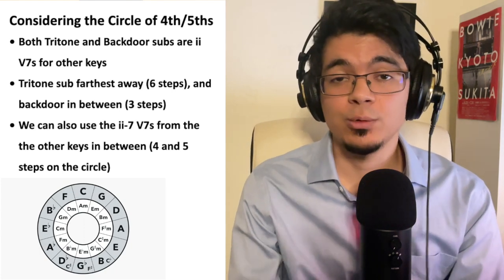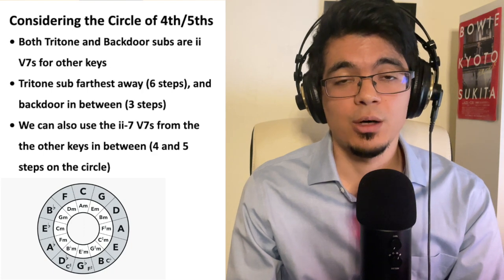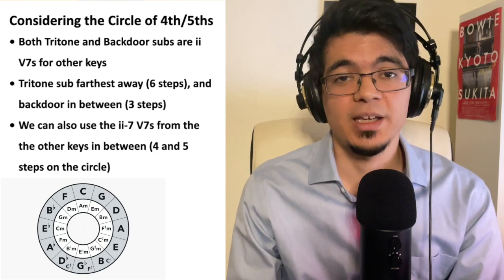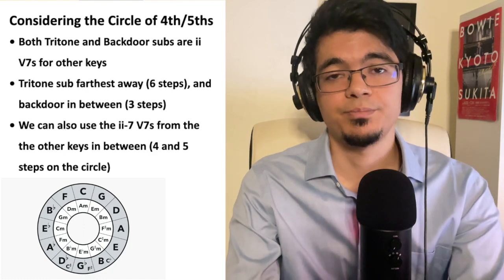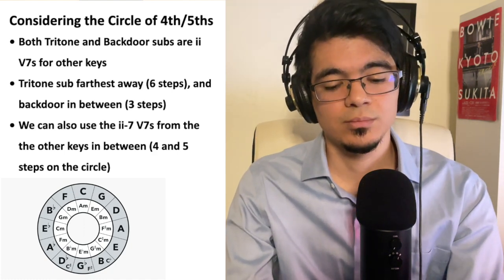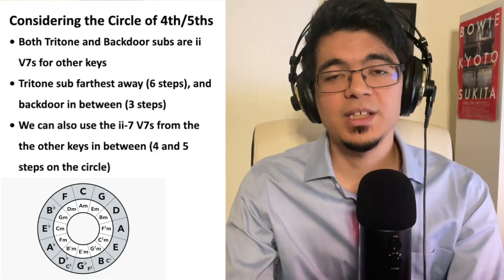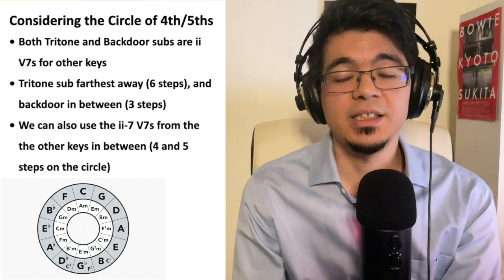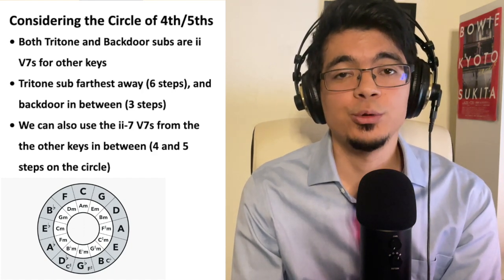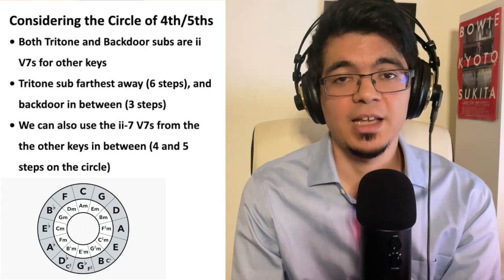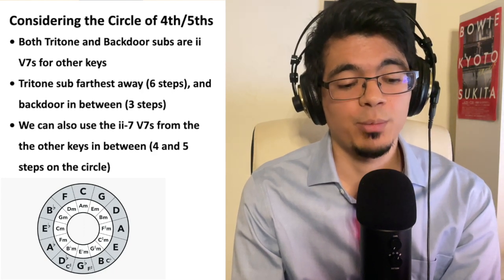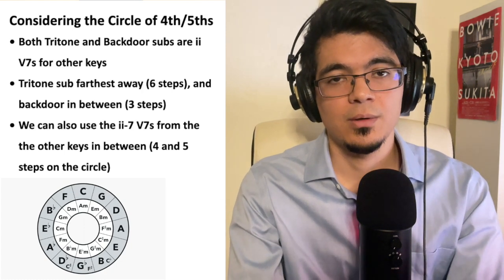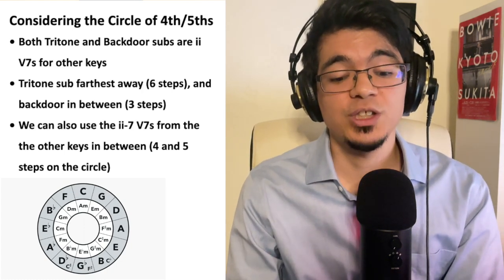In turn, our Backdoor Substitution was borrowed from the key of A flat major, which is 3 steps away in the flat lying direction on our circle. With this in mind, we can borrow from the other flat lying keys in between in order to increase our tension and resolution. So we can also borrow from the key of D flat major or the key of G flat major.